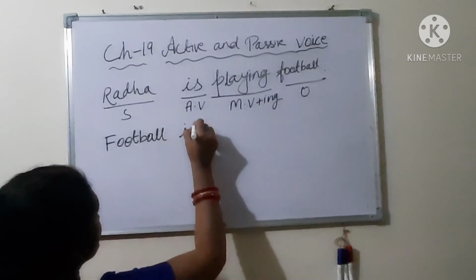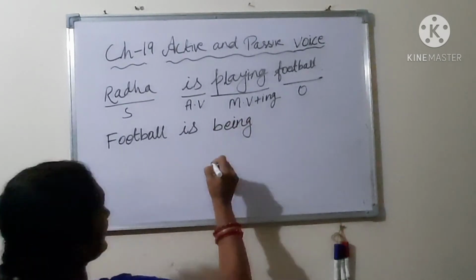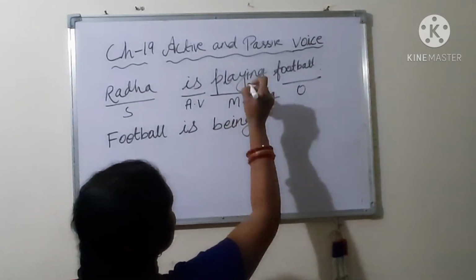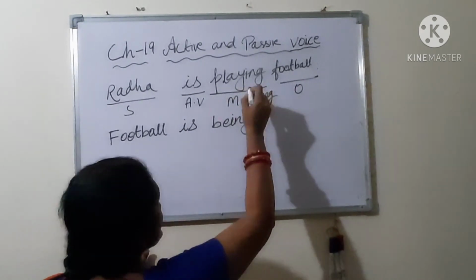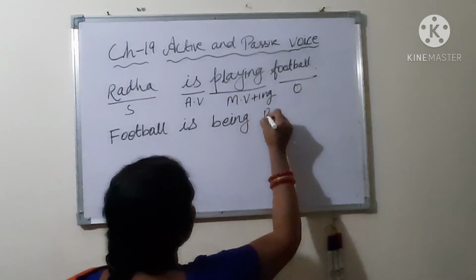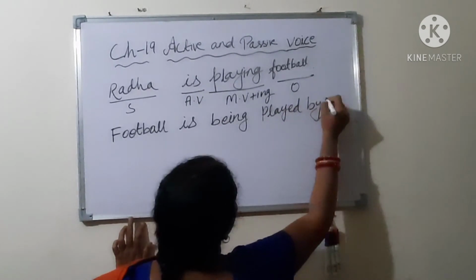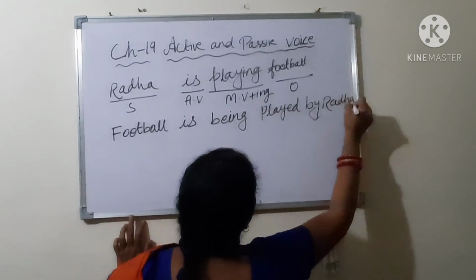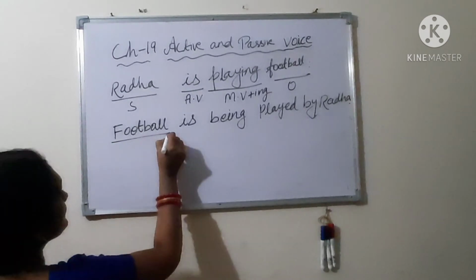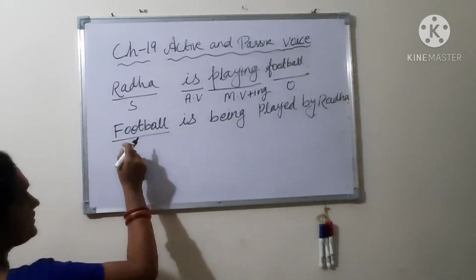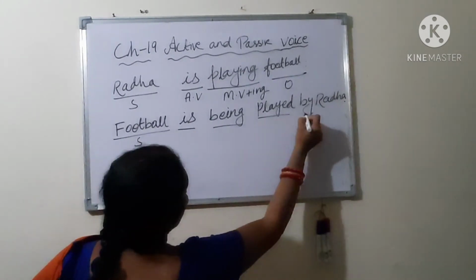Football is. Near is, we will use being. Now, when we use being, the main verb will go to its past participle form. The past participle form of the main verb play is played. So, now we will write played by Radha. Football is being played by Radha. Here the structure is football, the object, which has become the subject now, and is being played by Radha.